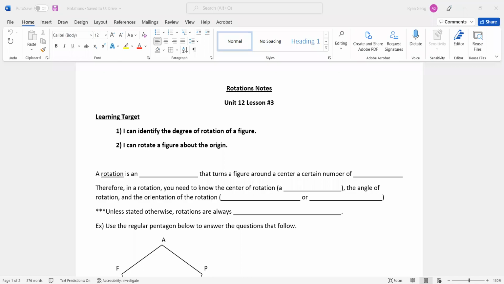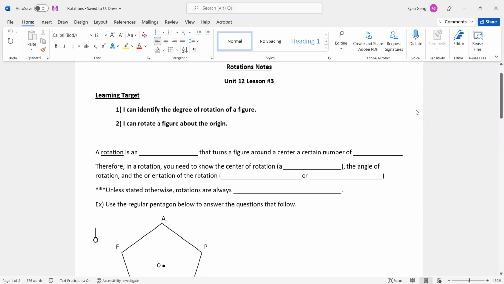Okay, here we go with the third lesson, the third transformation, which is rotations. This one is probably, of the three, the one that people have the most trouble with. It's not hard, it's just a little bit trickier, not a ton. So what is a rotation?